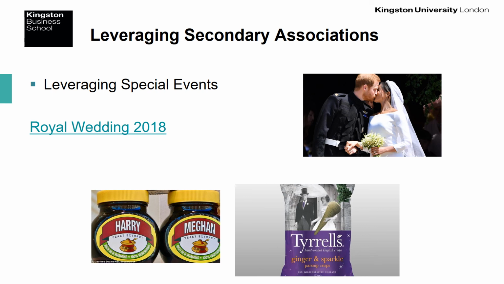Sometimes you can leverage a special event, a one-off. Many brands in the UK and indeed in other countries in the world tapped into the most recent royal wedding between the Duke and Duchess of Sussex back in 2018, the Harry and Meghan wedding. And you can see some examples here with Marmite putting their names on special edition jars, and Tyrrell's vegetable crisps introducing the ginger and sparkle. Sparkle rhyming with Markle, which was Meghan's maiden name before she married Prince Harry.